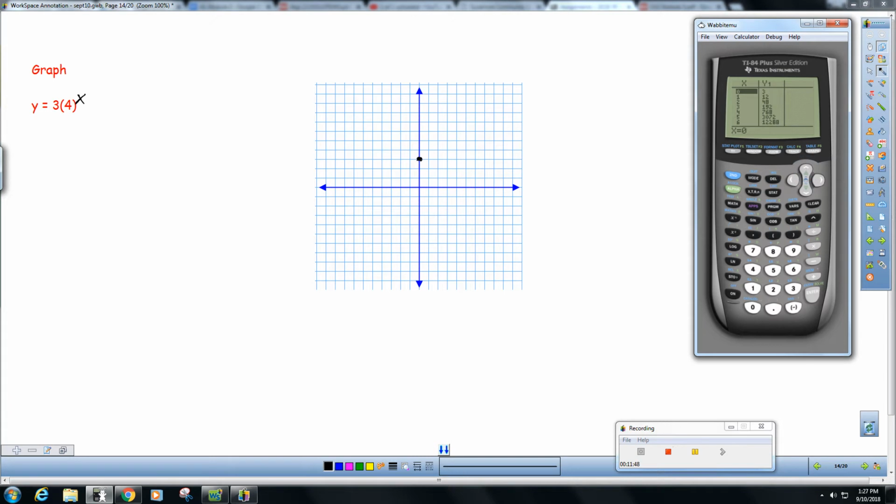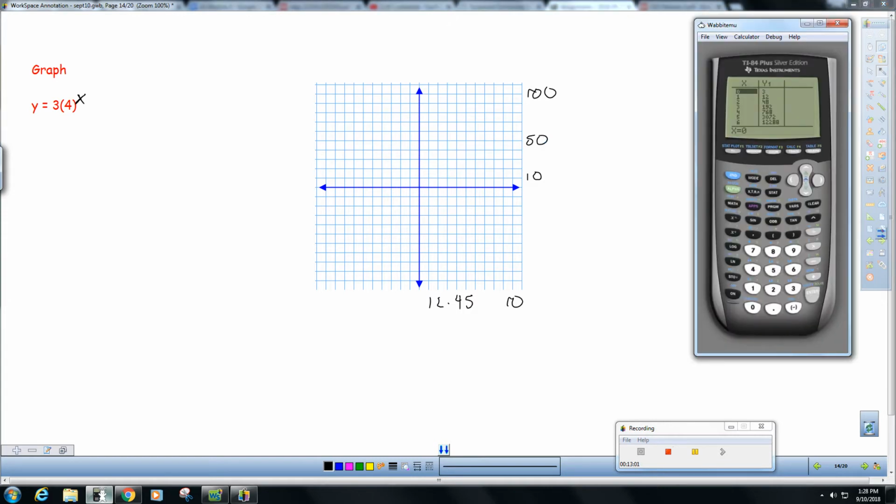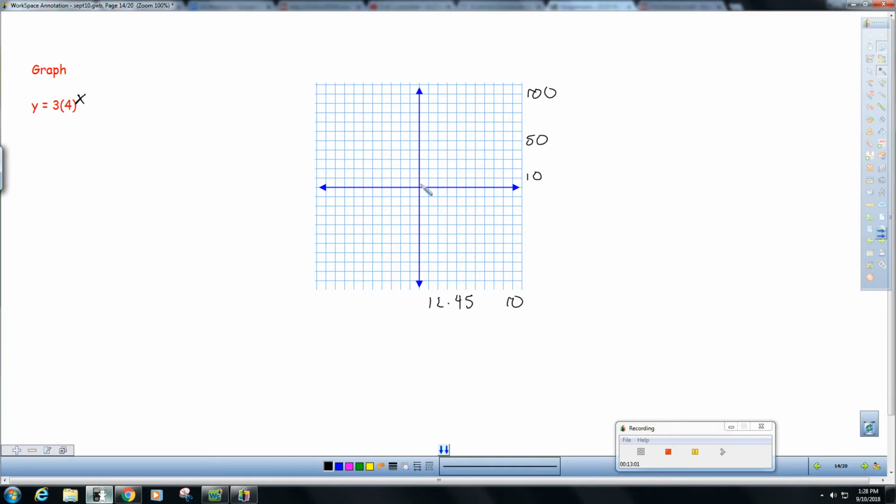Let's make every one of these worth 1. Let's make all these worth 10. So up here is going to be 100. And 20, 30, 40. This is going to be 50. Let's go back to our table. All right, so 0 is 3. Starts right around there.